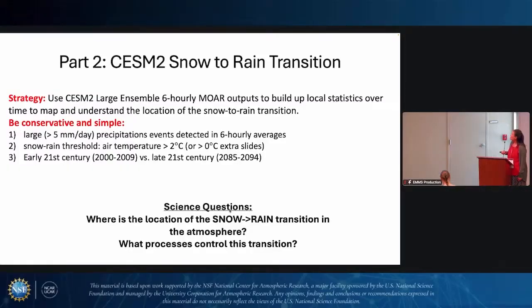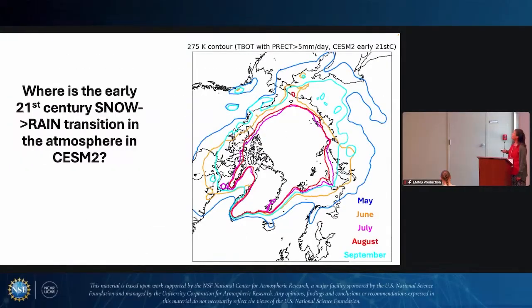So this is just the 275K contour in the bottom level of CESM2 during these large precipitation events. So you can see this contour from May through September when it's up in the high northern latitudes. Other months of the year it's further down, like in Colorado in October. So basically you can start to see, okay, where are we going from a regime where we could have some snow to a regime where it's just basically all rain. And obviously that moves, as we get into summer, that transition moves towards the pole.